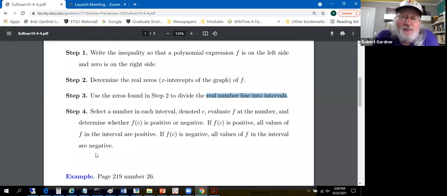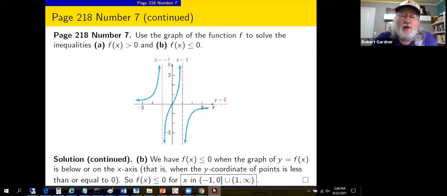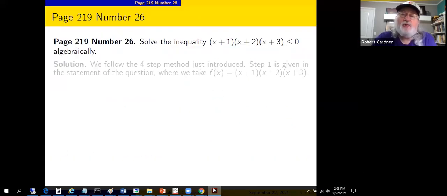We could, with this information, probably create a reasonably good graph of the polynomial function. But to answer an inequality question, we don't actually need to go as far as graphing. We do need the positive and negative information, and that we can get algebraically as just described. So let's look at number 26, where they wish you to solve the inequality (x + 1)(x + 2)(x + 3) ≤ 0, algebraically.